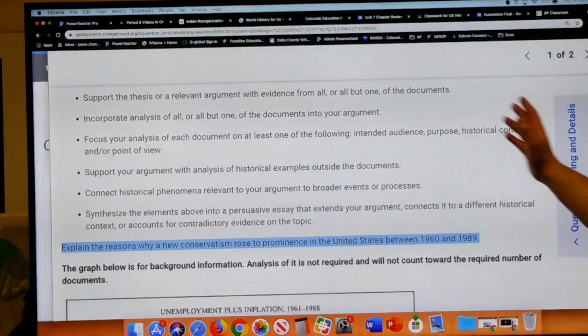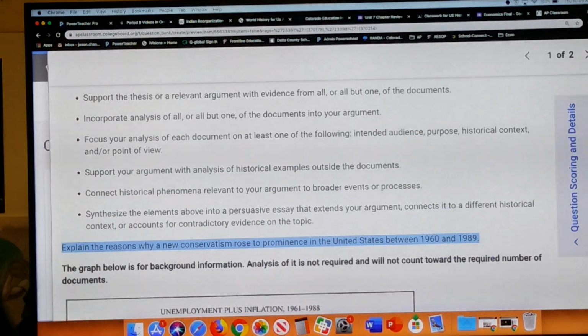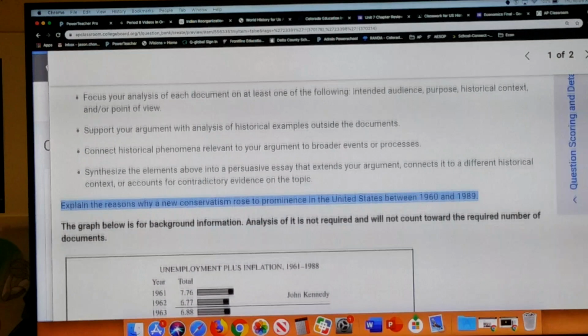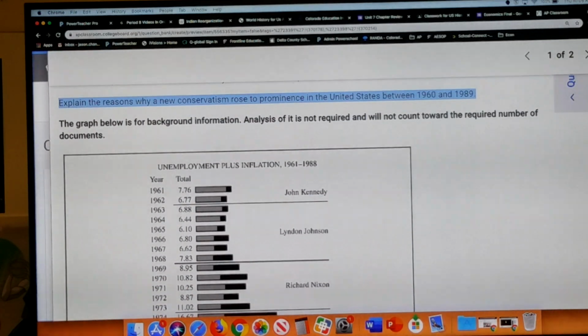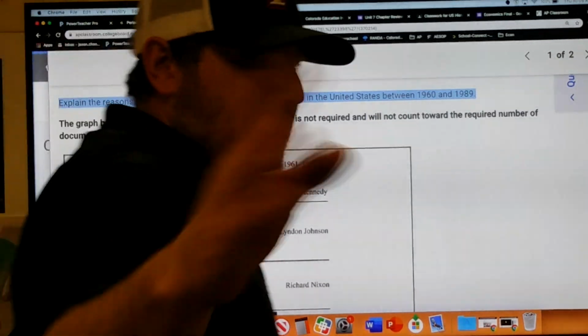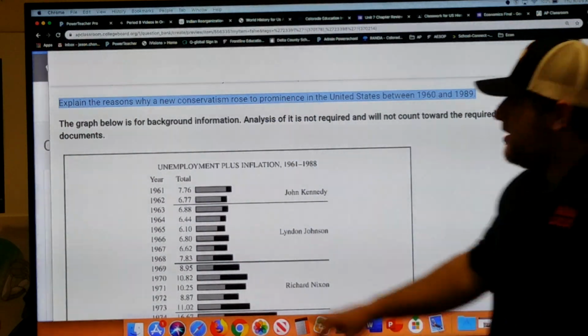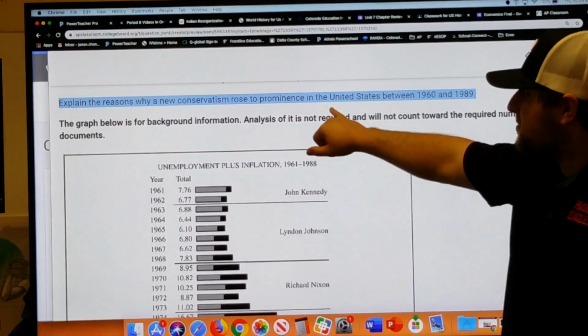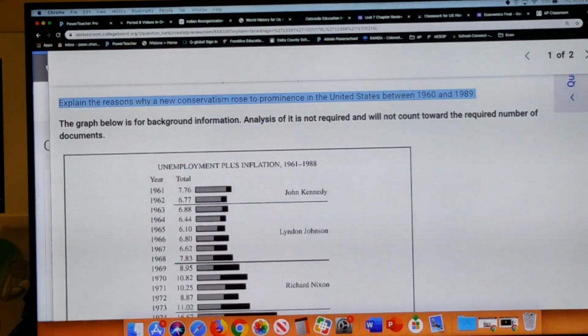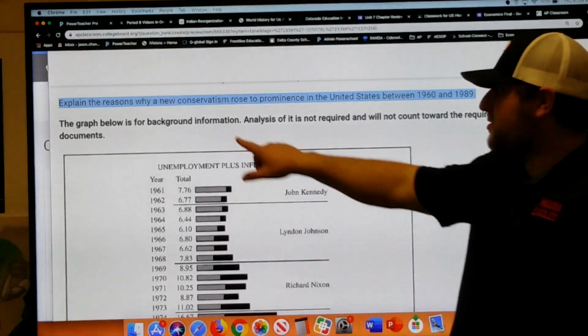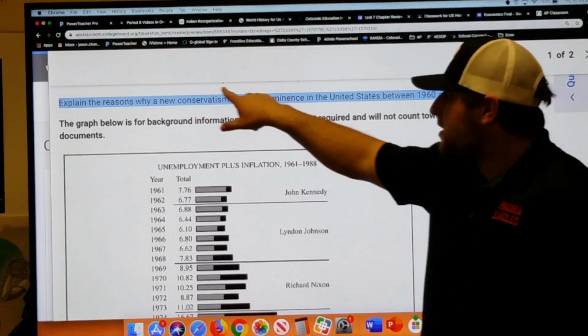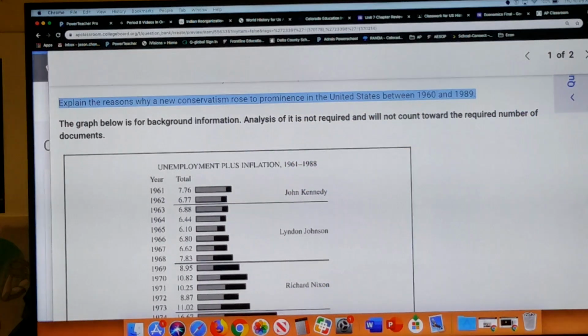So, going over just a random DBQ that I pulled up. This is from Unit 9, which is not covered in the test, which we did at the beginning of the year, way back when we talked about Reagan and stuff. So, here's the prompt: Explain the reasons why a new conservatism rose to prominence in the United States between 1960 and 1989. It is telling you in this prompt that a new conservatism rose to prominence, so all it's asking you to do is explain why.